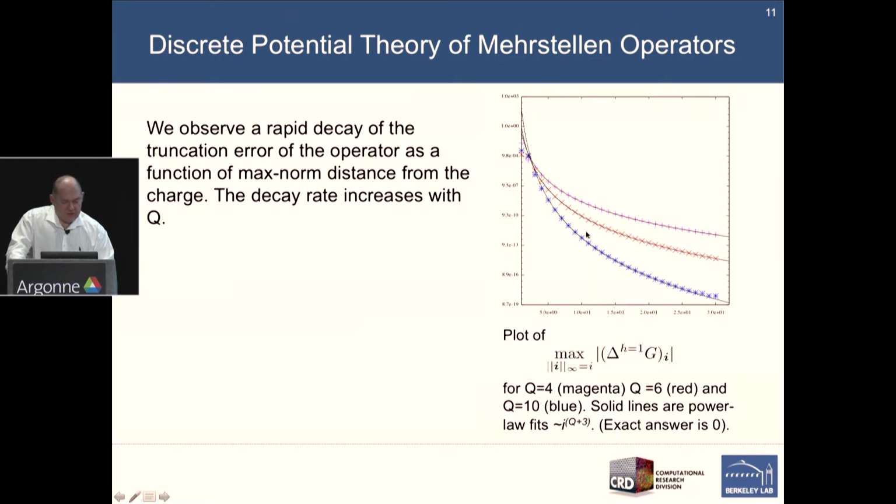So for q equal 4, this is the magenta curve. Q equals 6, it's red, and q equal 10, it's blue. And it's actually what's predicted from the truncation error analysis plus decay of derivatives. There's a piece of magic in this error analysis, or in this decay rate, this discrete potential theory, that led to that error analysis. But I'm not going to try to take you through that because I've probably done more algebra than I can legitimately do in a dinner talk.